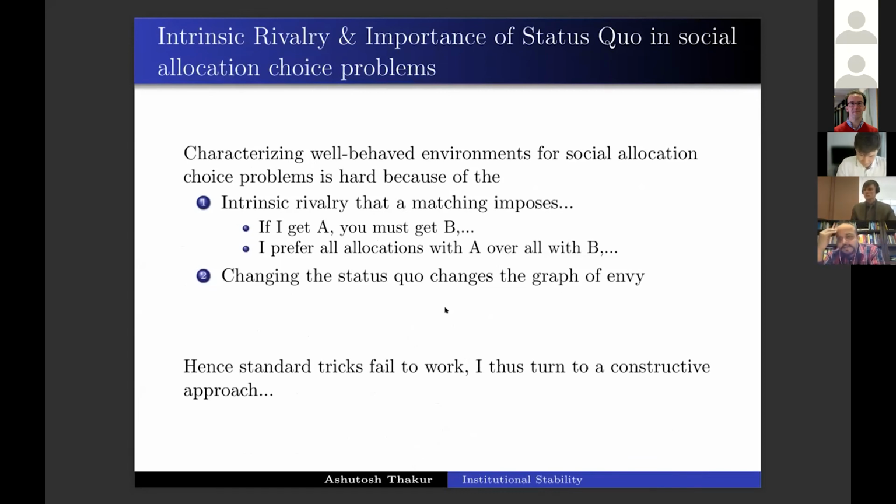about matching. Namely, when I get object A, Rustam is left with B and Alex is left with C, and so forth. And this is exactly what you saw with this quick proof sketch of why single peak preferences doesn't work, right? The other complication is that as soon as you change the status quo, the entire graph of envy, who is envious of whom, changes, right? So the standard tricks are going to fail.